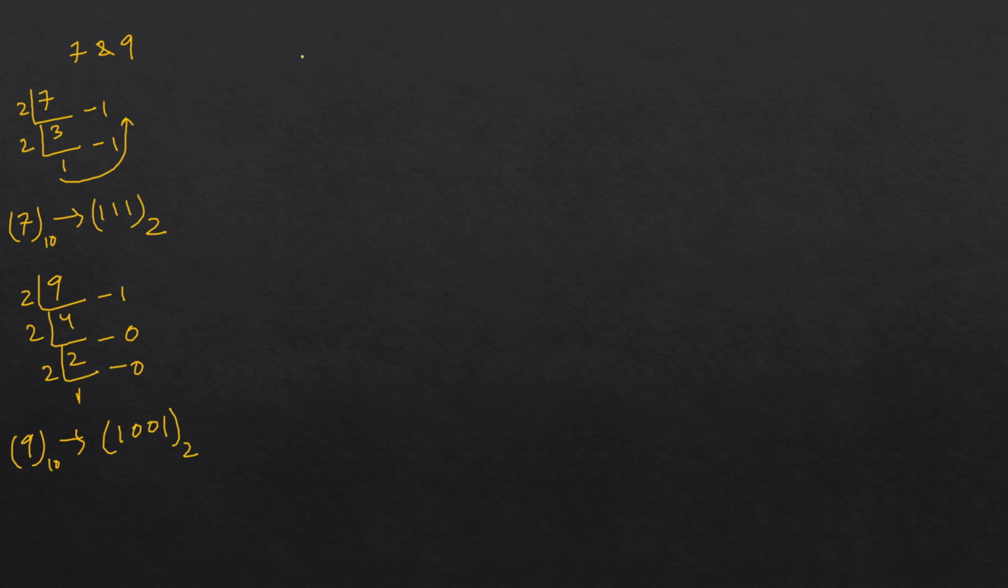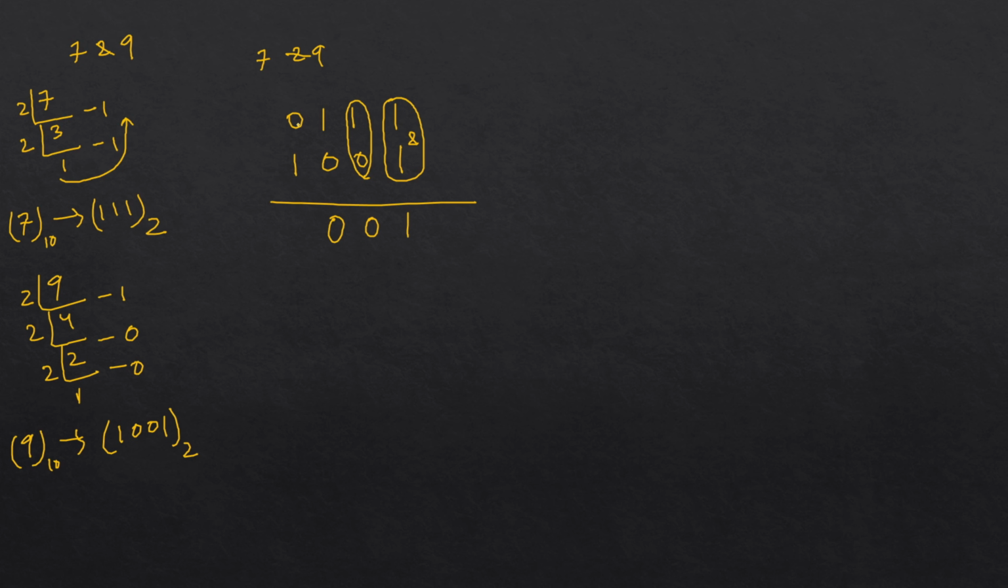Now we will perform the bitwise AND operation, that means 7 and 9. So 7 is 111 and 9 is 1001. We can put 0 on the left side. Now we will perform the AND operation between these bits. So 1 and 1 will give you the result as 1. Here 1 and 0 will give you 0, here 1 and 0 will give you 0, and here 0 and 1 will give you 0. So we are getting 0001.